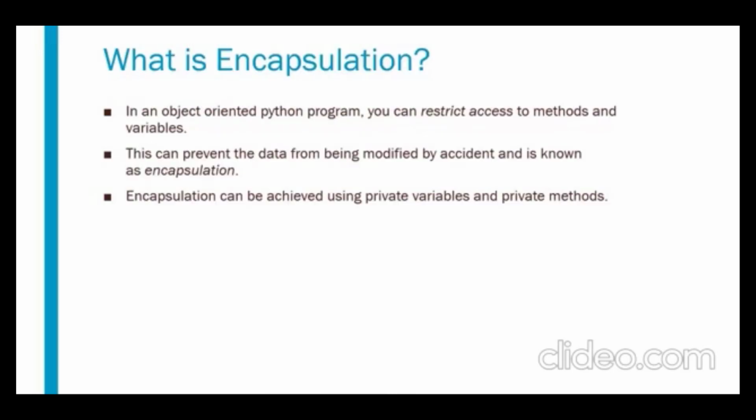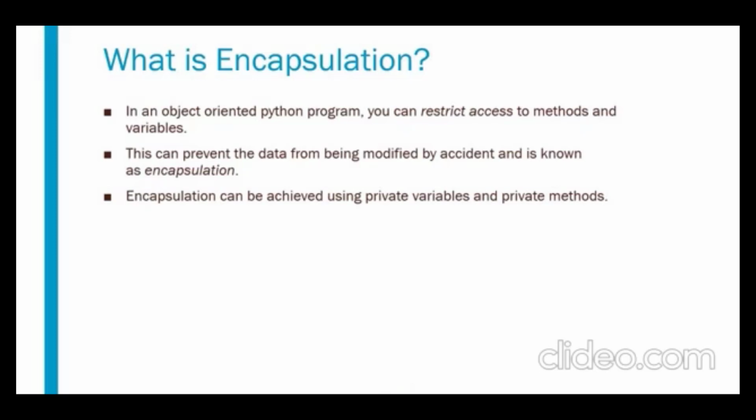What is encapsulation? In an object-oriented Python program, you can restrict the access to the methods and variables. This can prevent the data from being modified by accident and is known as encapsulation. Encapsulation can be achieved using private variables and private methods. Encapsulation means we are wrapping up variables and methods and restricting the scope of the variables and methods. That's called encapsulation.